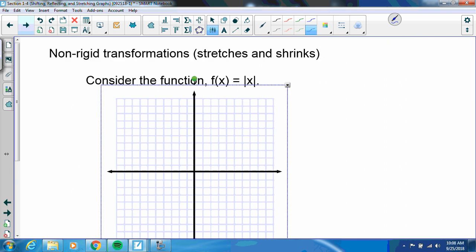Okay? Now, stretches and shrinks. Let's look at the function f of x equals absolute value of x. I'll do that in the red. And again, forgive my crummy artwork. Now, how would I make that skinnier? How would I make it like that? Not straight up, but like a V, but skinnier.